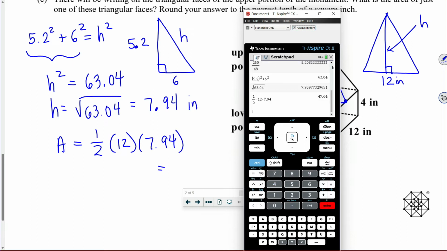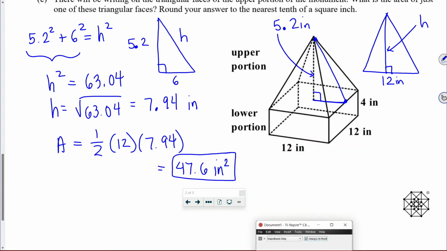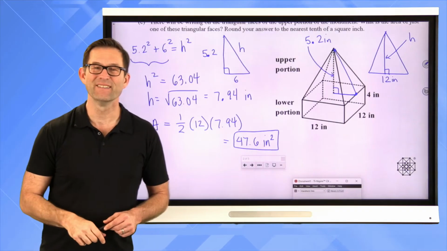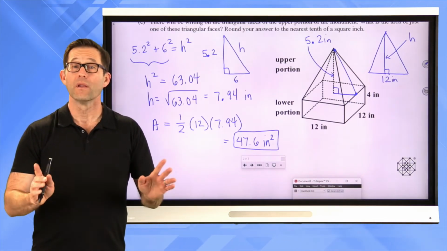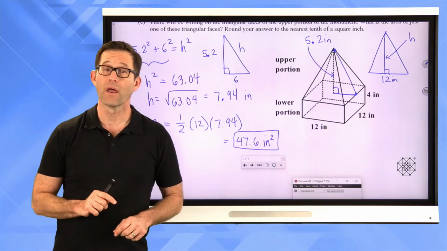It's probably the only time we'll deal with area in this lesson, and that is 47.6. I almost put down cubic or square centimeters again. 47.6 square inches. All right, and that is it. Okay, so let's go on and take a look at another modeling problem.